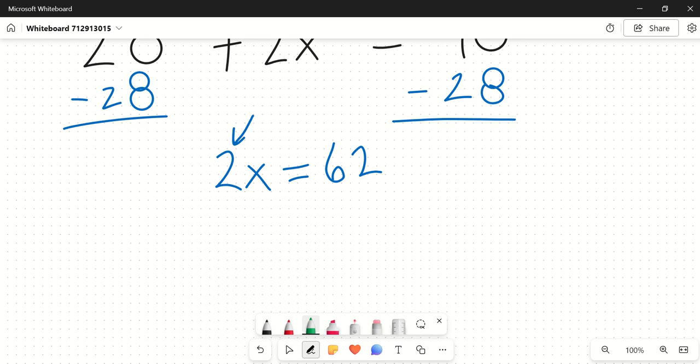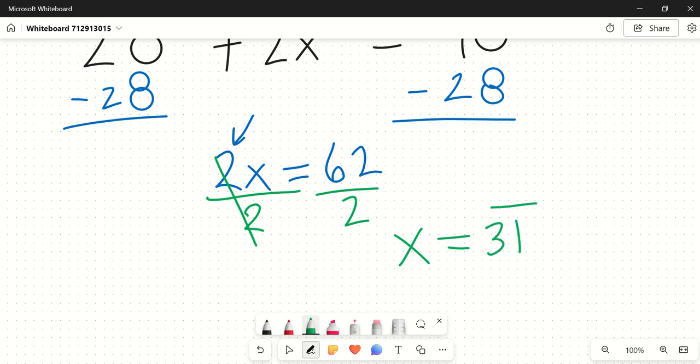Ladies and gentlemen, I have 2x equals 62. Sophia, what's my next step? Why am I dividing by 2? Inverse operation. Because this is multiplication, so I'm going to divide. And remember, I do it to both sides. X will now equal 62 divided by 2, which is, ladies and gentlemen, 31.